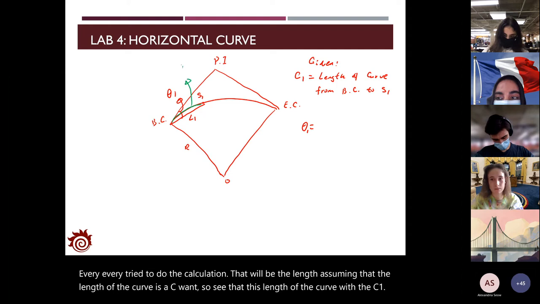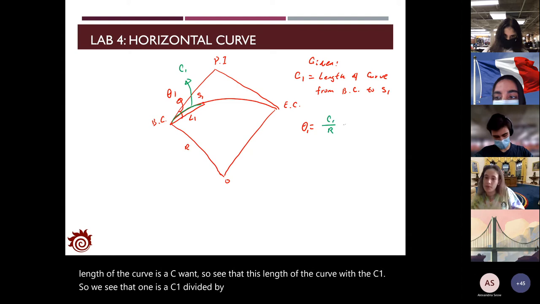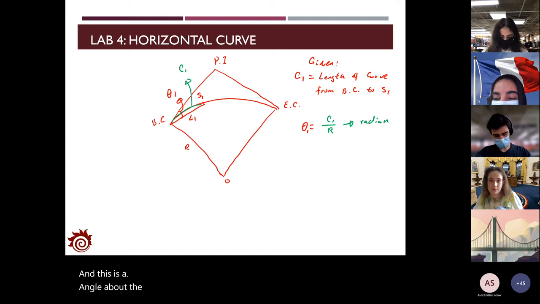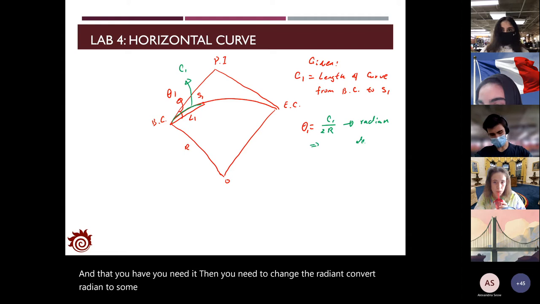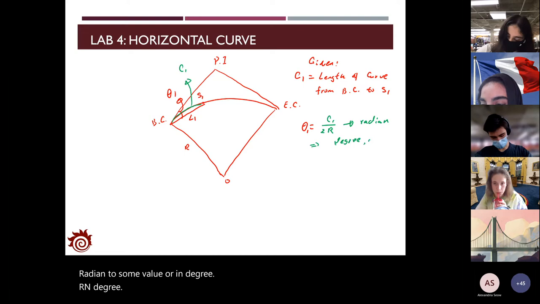So theta 1 is C1 divided by R. And this is an angle about the radian, and it's actually half of this, C1 divided by 2R, and you need to convert the radian to some value in degrees, minutes, and seconds. So that's what you need to do.